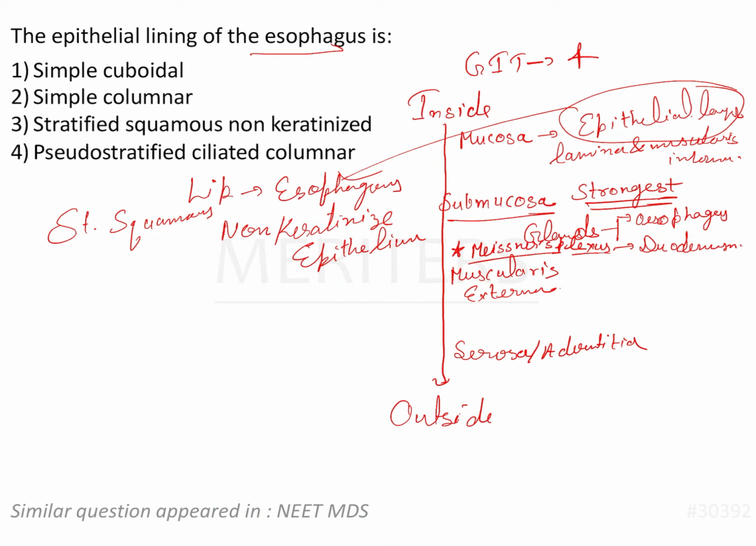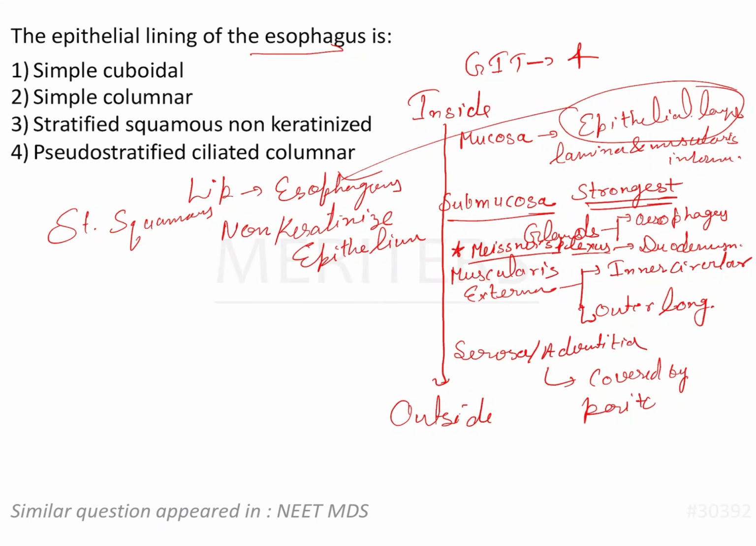Then we have the muscularis externa, and in the muscularis externa there are going to be 2 layers. One is the inner layer, and the inner layer is made up of the circular muscles, and the outer layer is made up of the longitudinal muscle. Now it is also asked in the exam. Then we have the serosa, that is the adventitia, and that is covered by the peritoneum, okay.